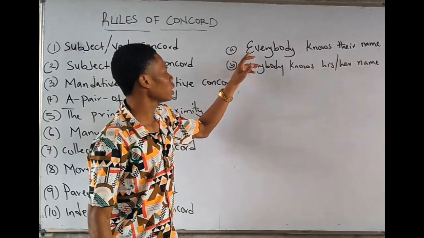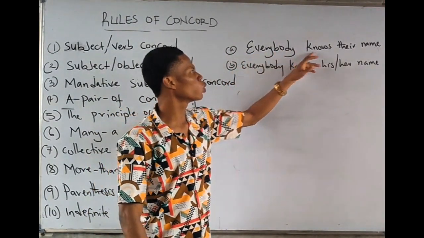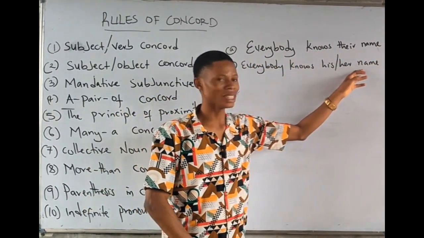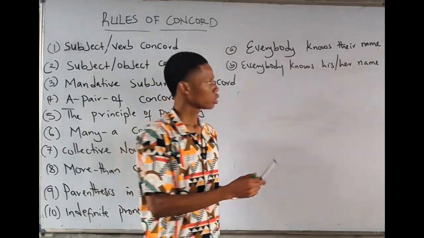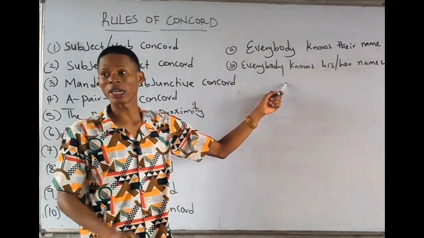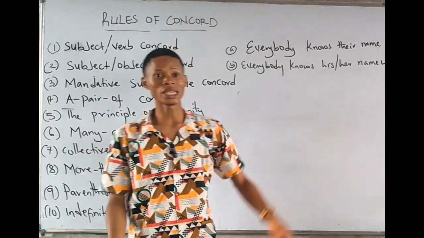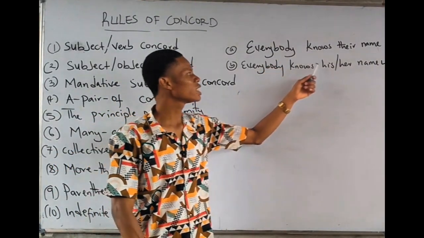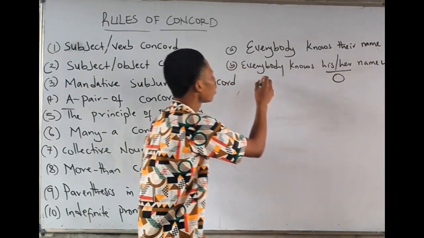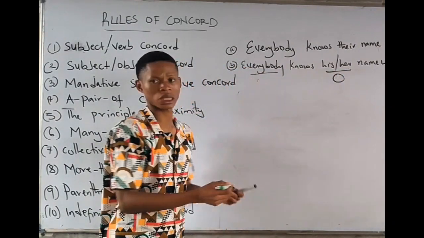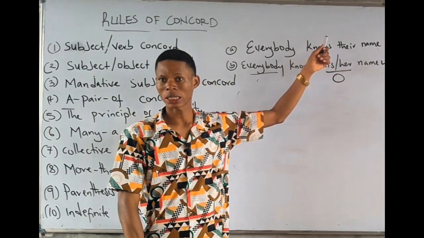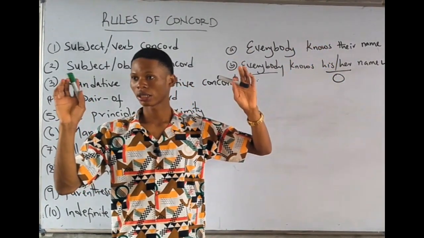Case 1, if you have something like everybody knows their name and everybody knows his or her name, which is correct? This is wrong and this is correct. So you don't say everybody knows their name, but you say everybody knows his or her name. So the object that is used when everybody is the subject is his or her and not their. Do you understand that? Are we together?